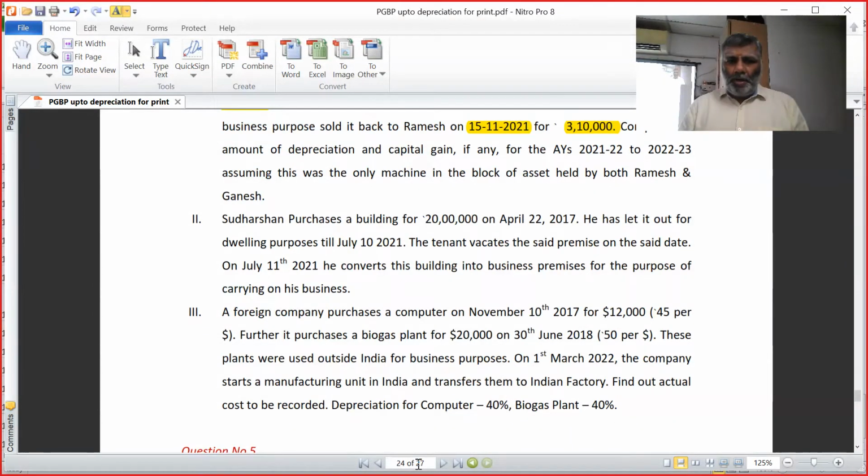Sudarshan purchases a building for rupees 20 lakhs on 22nd April 2017. He has been letting it out till 10th July 21. The tenant vacates the said premises on that date. On 11th July 21, he converts this building into business for the purpose of carrying on his business. So it becomes a business asset.